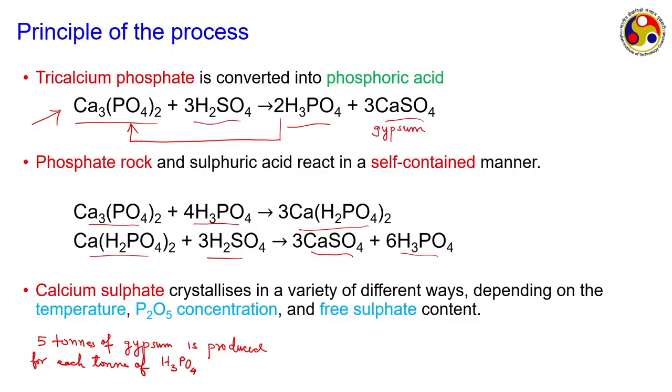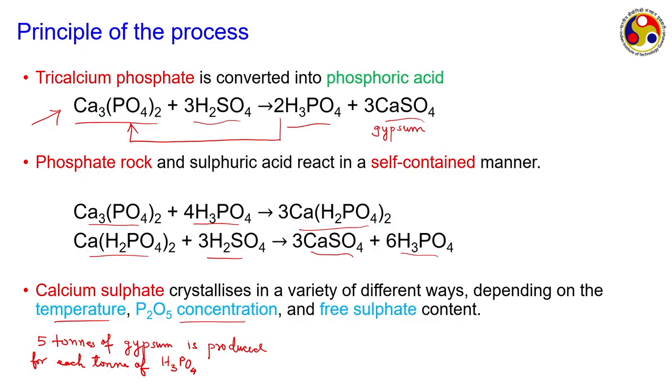Now the issue is this calcium sulfate. Calcium sulfate can have attached one molecule of water, two molecules of water, or half a molecule of water. This is called crystallization. As you have studied in mass transfer, crystallization depends upon the temperature and the concentration. Temperature and concentration are very important to get the equilibrium, whether it is hemihydrate, half a molecule of H2O, or it gets associated with two molecules of H2O.